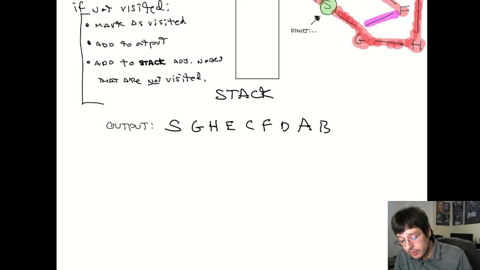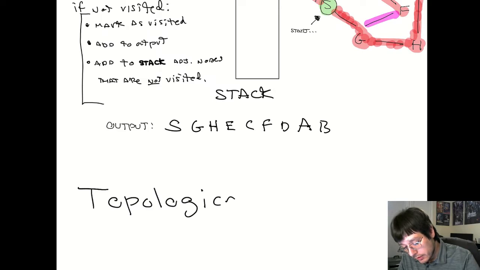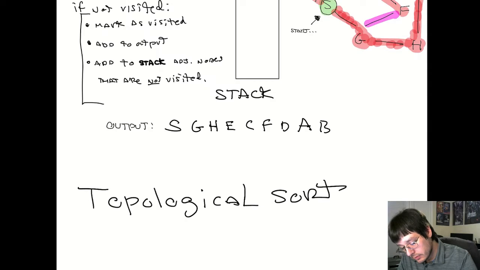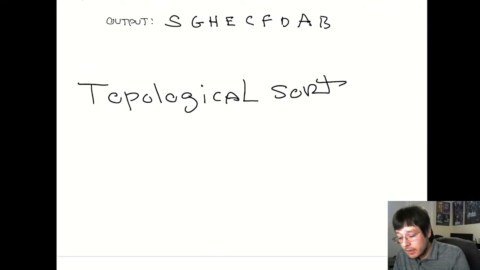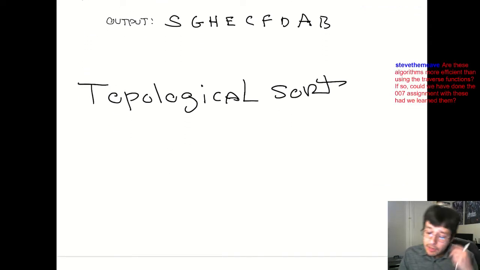One more algorithm for the day, and that is topological sort. So topological sort is an algorithm that is aimed at directed graphs.